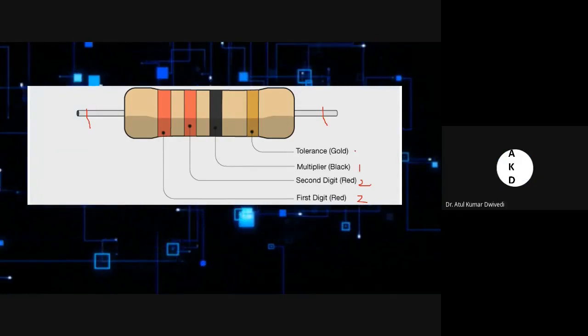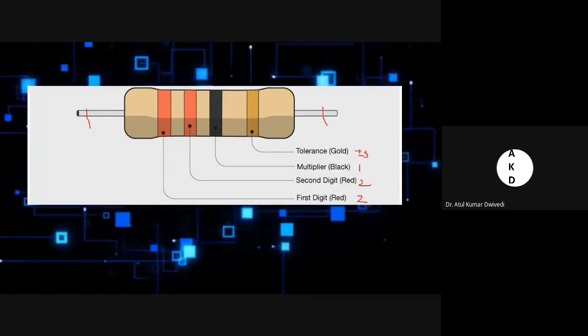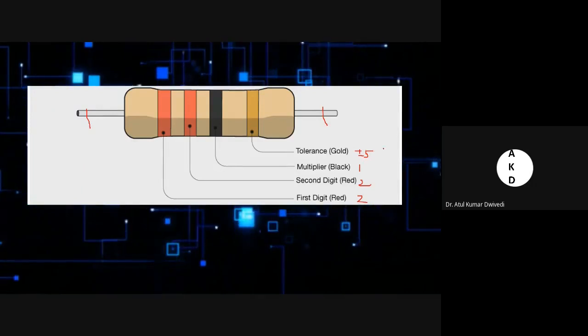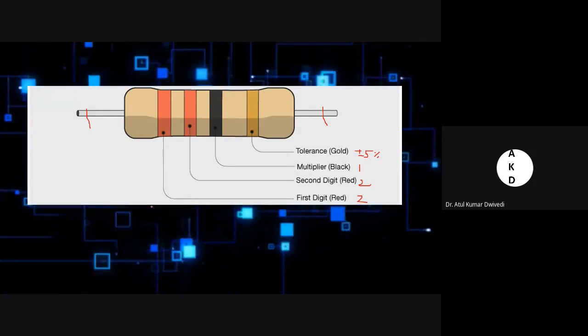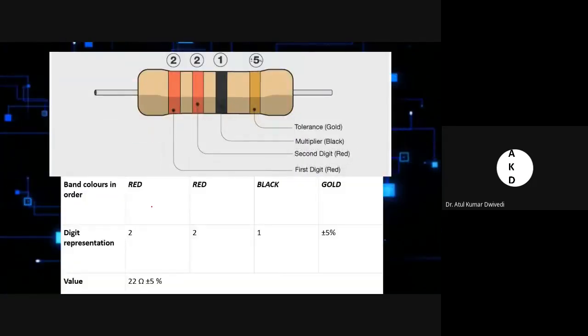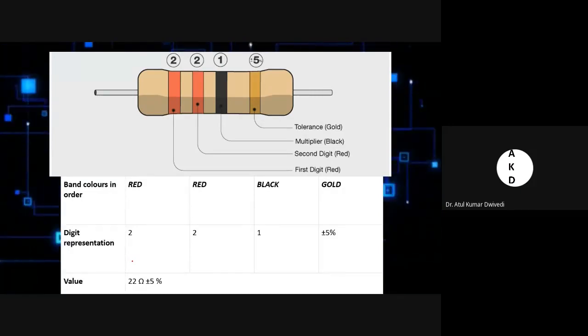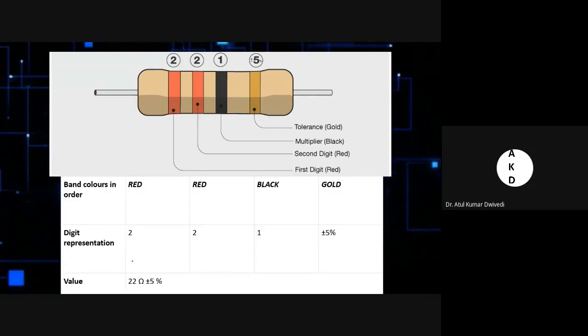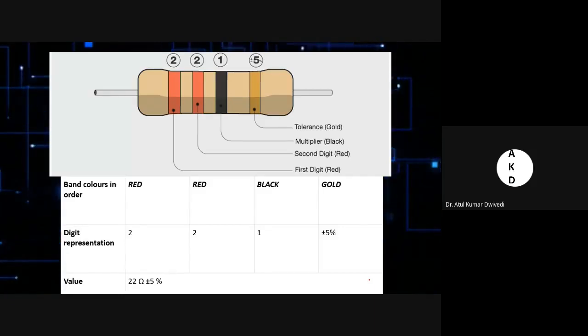Plus minus 5%, that is the tolerance, and the third value is the multiplier. The multiplier is only 1, so this will be 22. So this is 22 ohm and plus minus 5%. This resistance has a small value. By seeing its size, you cannot determine the value. You can determine the value only by knowing its color, and if you have a multimeter, you can know the value by connecting the terminals to the multimeter.